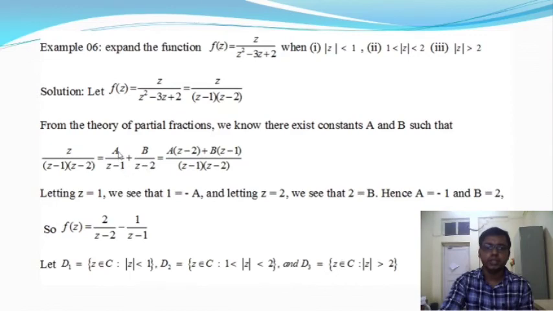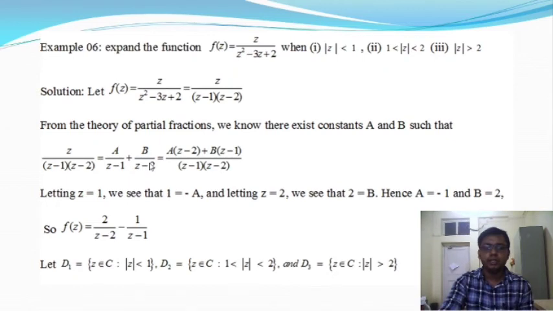The first fraction is A by (z minus 1), and the second fraction is B by (z minus 2), where A and B are arbitrary values. After decomposing, we will get A into (z minus 2) plus B into (z minus 1), by (z minus 1) into (z minus 2).